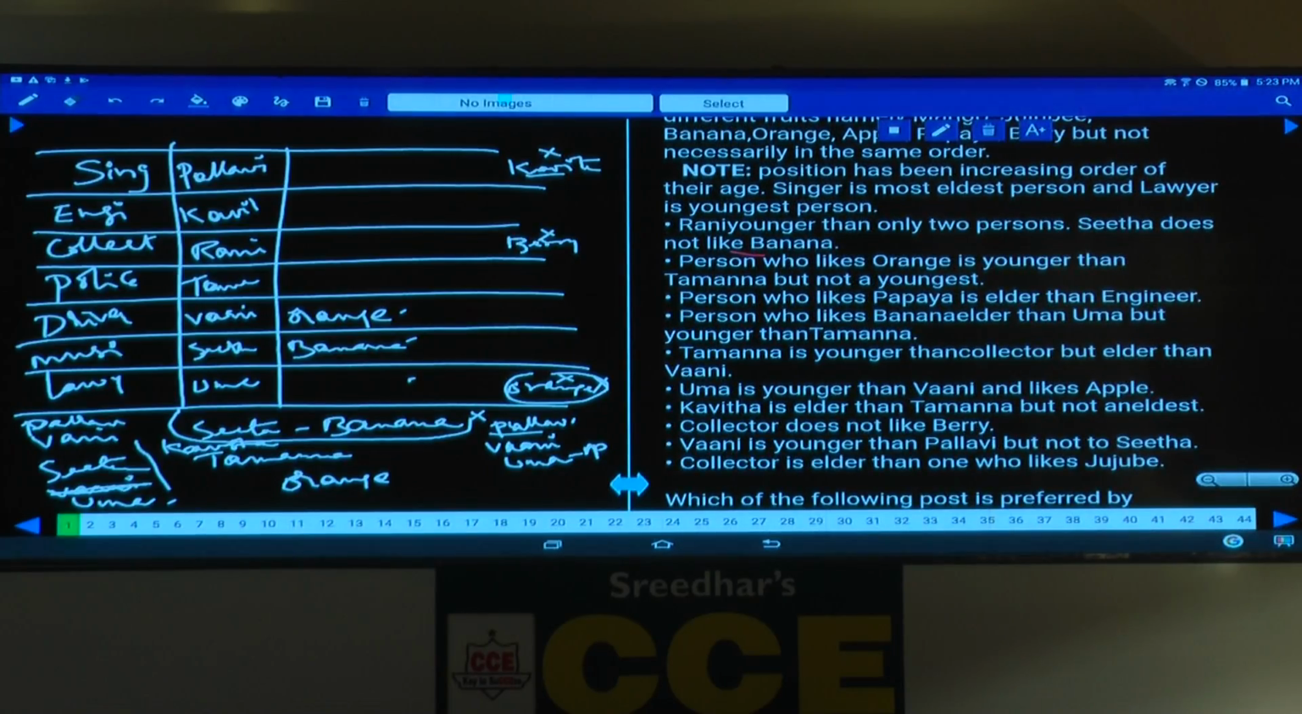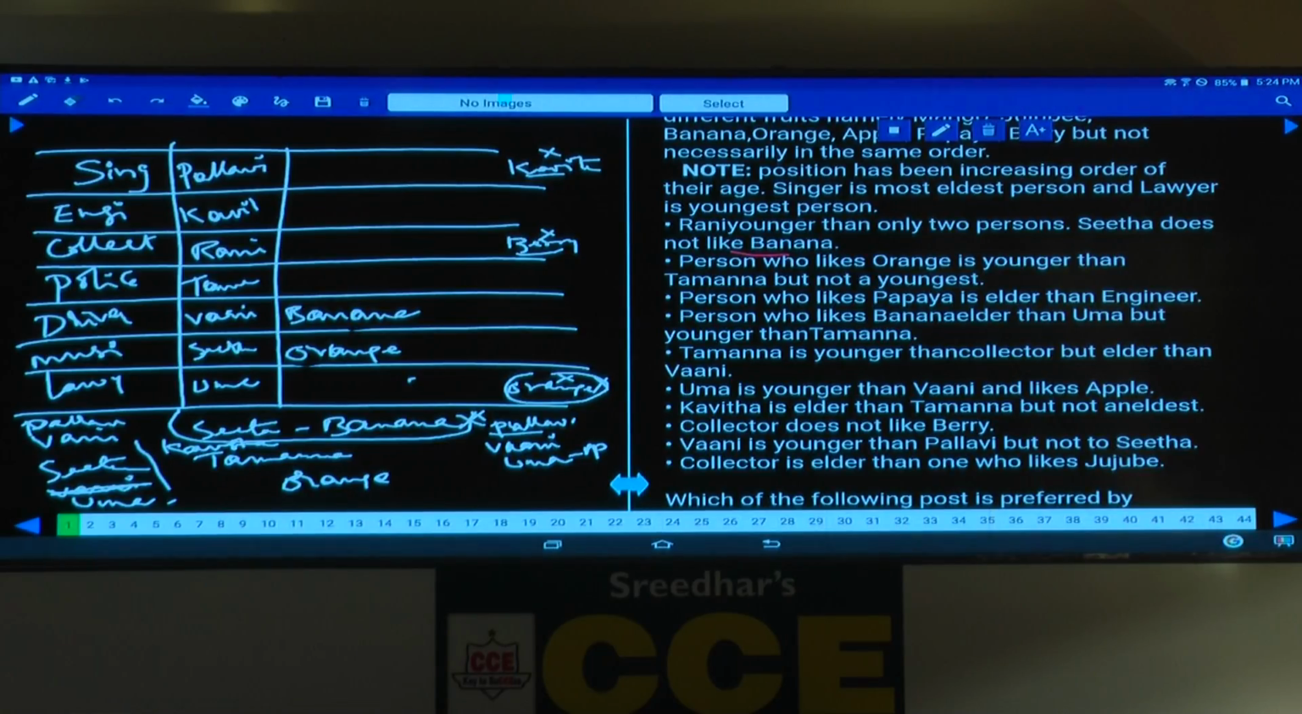Fine. Now as Sita does not like Banana, this is Banana, this is cross. As this Banana cannot be at this place, where should this Banana be? Now Orange must be where? Can you take this Orange at this place or not? Now if you take Orange at this place, then Banana will be at this place, because Sita does not like Banana. Then if Banana and Orange are here, Tamanna is here, below this Tamanna there must be Orange. And Berry, this person does not like Berry.